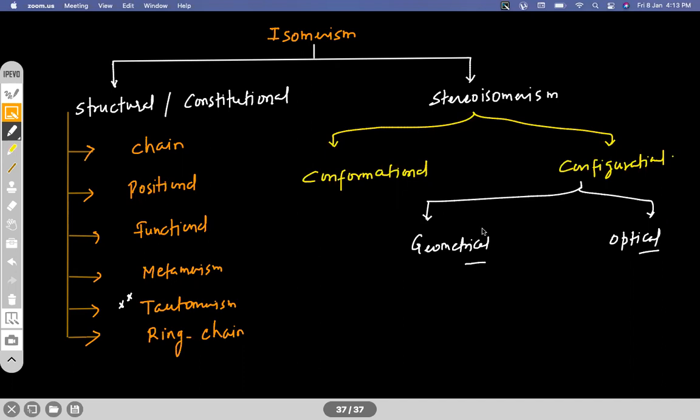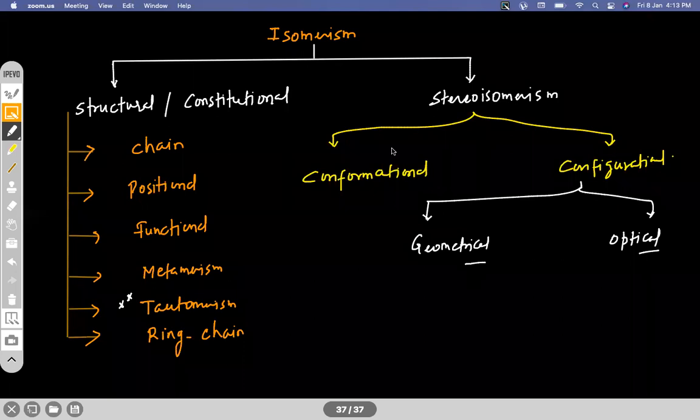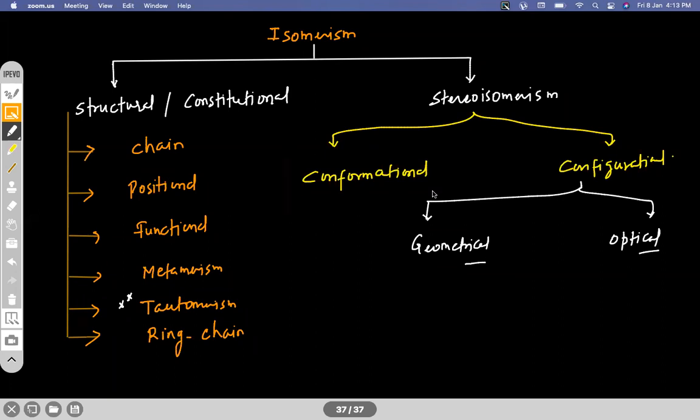Those who have already done it in KVPY classes, that's fine. They can revise this. But today we'll start with stereoisomerism here. Conformation and configuration we'll do. And then in the last, we'll go towards structural isomerism. Correct? So first we are going to discuss geometrical isomerism.